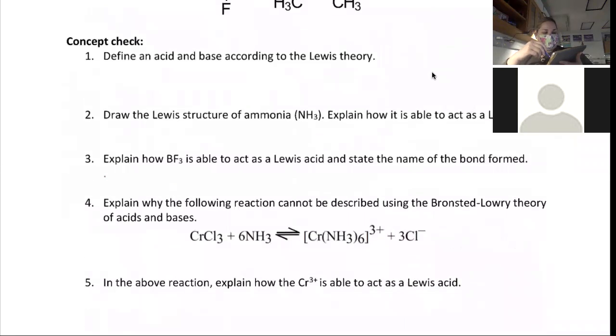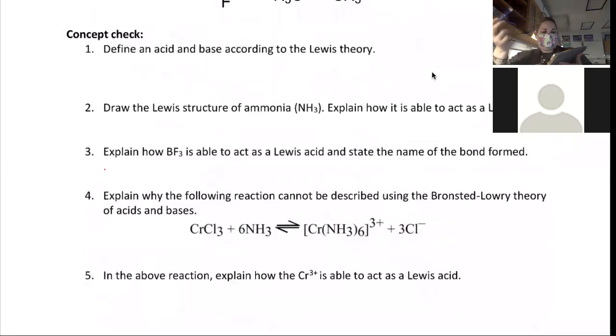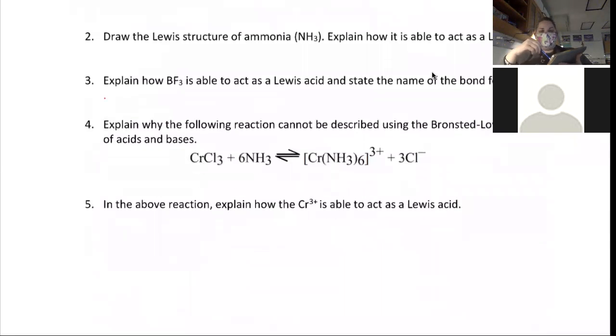Basically, today you just have a few questions. You're talking about the definitions we talked about, how things can act as a Lewis acid and base, and describing how those coordinate covalent bonds would form based on that electron pair being donated and accepted.